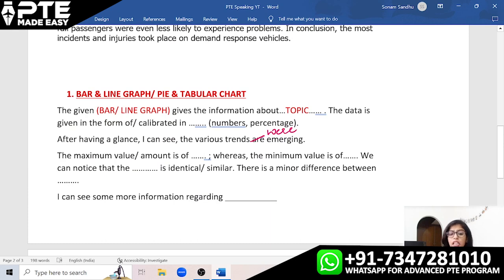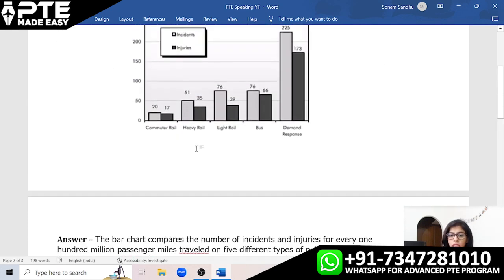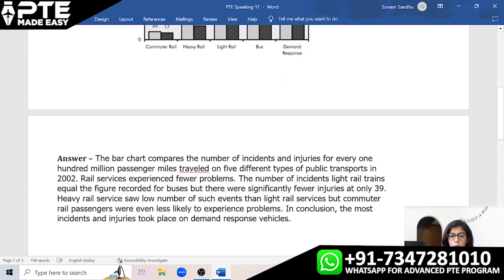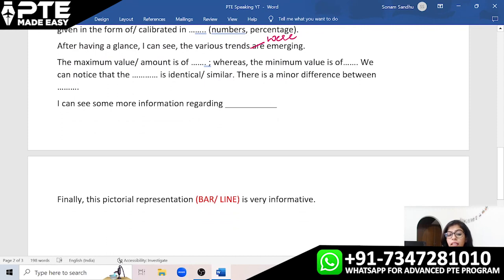Last, what more information can I see? I can see some more information regarding various types of travelers, or some more information regarding heavy rail, light rail, or demand response. Finally, this pictorial representation is very informative. Simply, this pictorial representation or this bar graph or line graph is very informative.